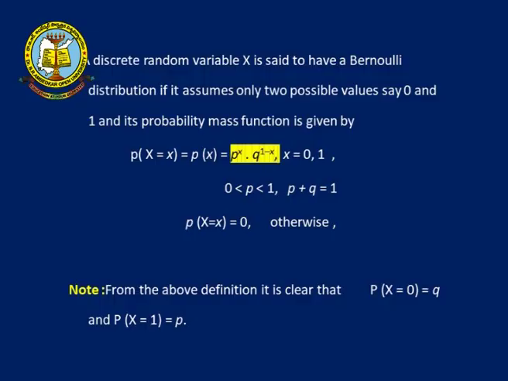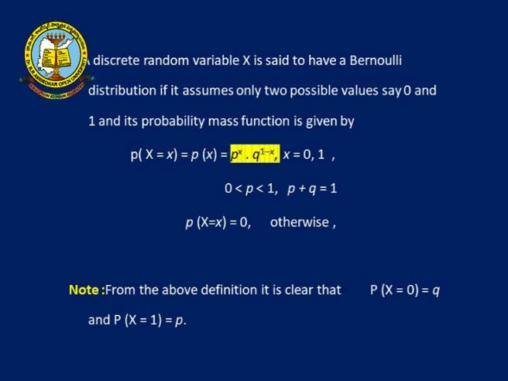A discrete random variable X is said to have a Bernoulli distribution if it assumes only two possible values, 0 and 1, and its probability mass function is given by P(X = x) = P(x) = p^x q^(1 minus x). X takes values only 0 and 1, as I just mentioned in the above condition.